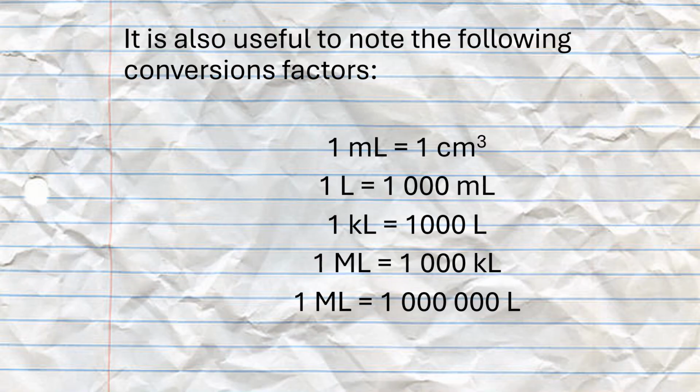Paying attention and familiarity with the objects we use frequently allows us to better determine which units are most appropriate to use to estimate the volume. With that, it is also useful to note the following conversion factors. For 1 milliliter, there is 1 cubic centimeter. For 1 liter, we have 1,000 milliliters. For 1 kiloliter, there is 1,000 liters. For 1 megaliter, there is 1,000 kiloliters. For 1 megaliter, we have 1 million liters.